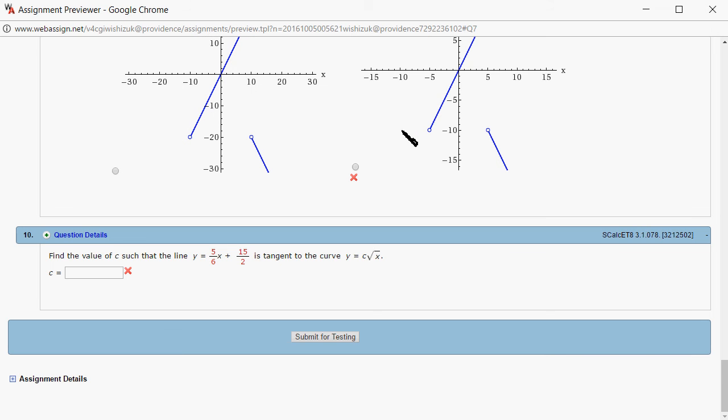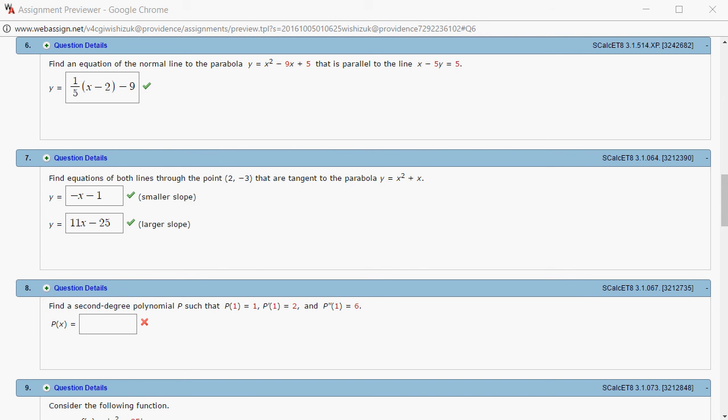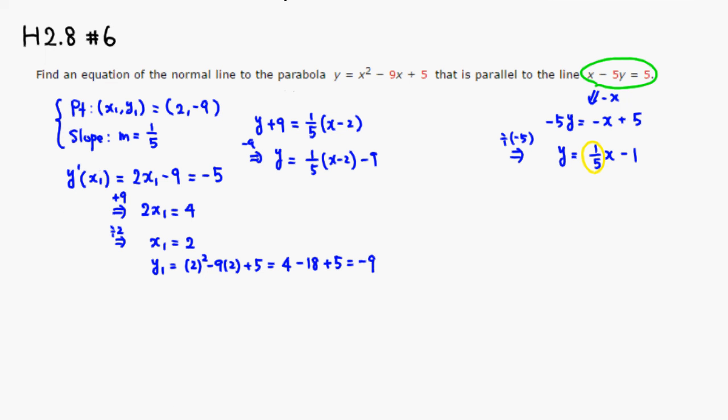Alright, so I'm going to just go ahead and check it. Submit for testing. It came back and looks like the system took that as the correct answer. Alright, that's it. I hope that this was clear.